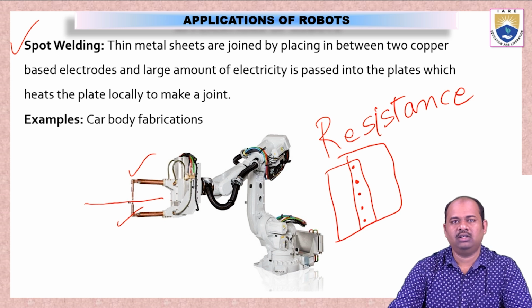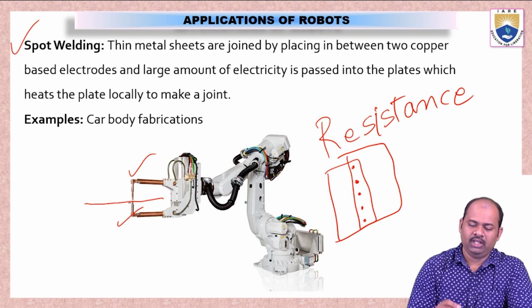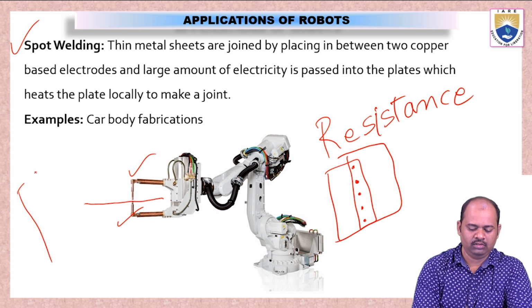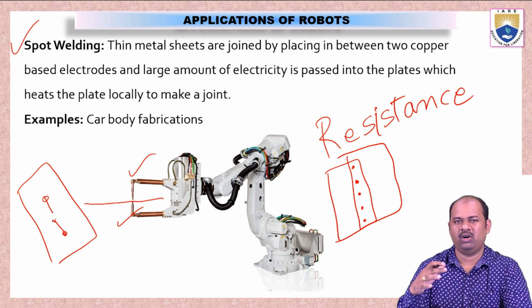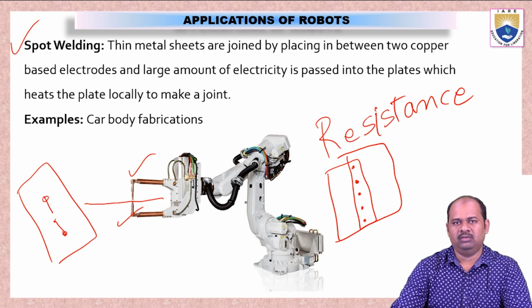So thin metals are joined with the help of these two copper based electrodes, and a large amount of electricity is passed into the plates, which heats the plates locally to make a joint. So there are some conventional spot welding machines. These are very heavy. They follow the same procedure. They contain two electrodes which are to be operated with the leg. The lever should be operated with the leg for getting the welding spot.